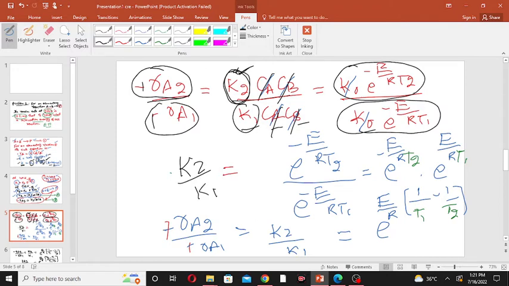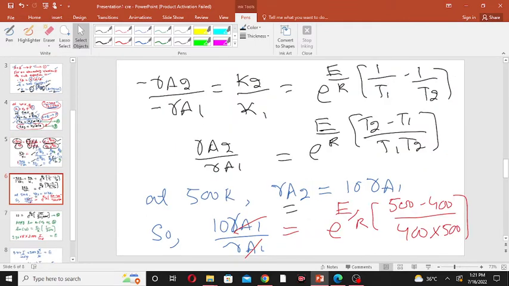We can further simplify this relation, and we obtain that K2 divided by K1 is equal to e to the power E by R into 1 divided by T1 minus 1 divided by T2. Now we can further simplify this one: T2 minus T1 in the numerator, and T1 into T2 in the denominator.